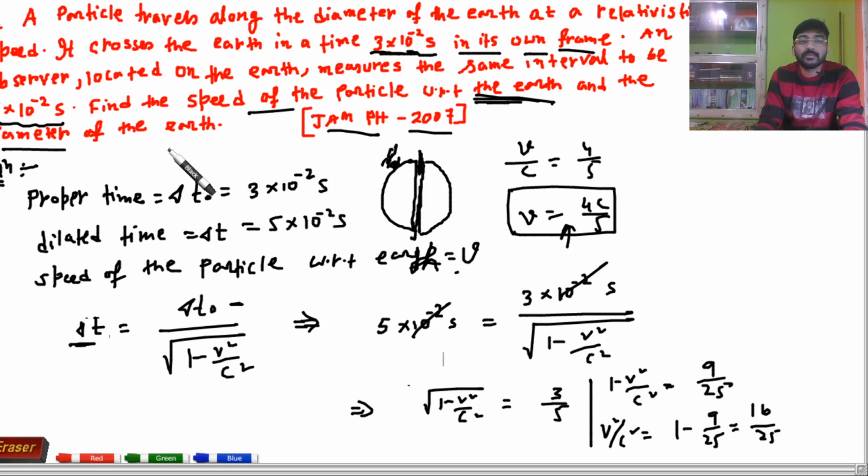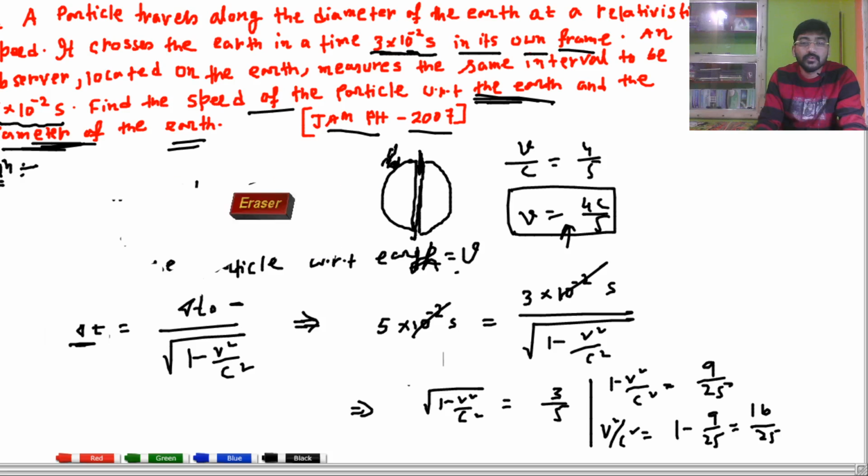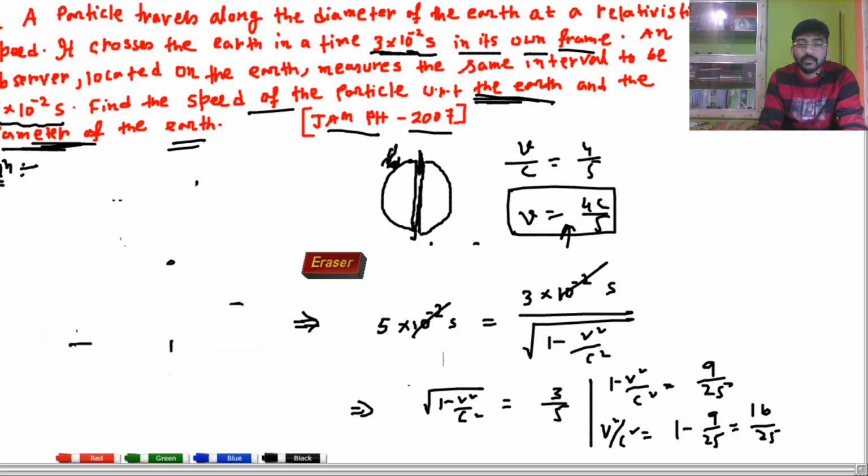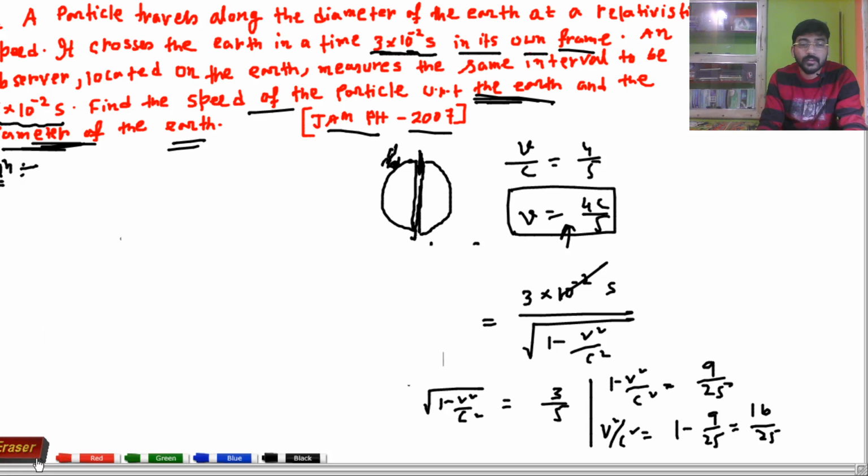Now we have to find the diameter of the earth, and the diameter should be with respect to earth, so it should be with respect to the S frame. For the S frame we have to measure the diameter. Of course, for the particle frame it will be different, since the length will be contracted. In the particle frame the length will be the actual length, the proper length, but we have to find the diameter of the earth with respect to earth. So in that case we have to use the time interval measured from earth, which is delta t equal to 5 into 10 to the power minus 2 second. This is the time interval measured from the earth, that is from the S frame.